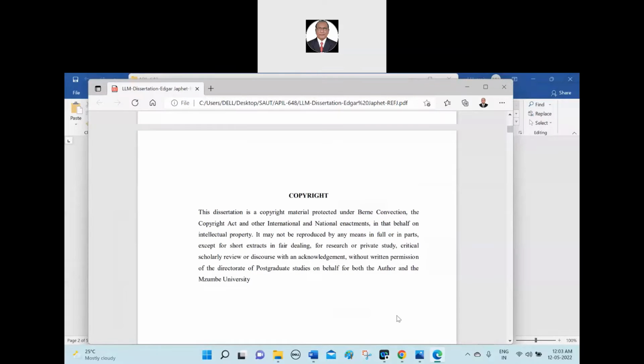See, read. Copyright. This dissertation is a copyright material protected under the Berne Convention, the Copyright Act, and other international and national enactments. In that behalf, on intellectual property, it may not be reproduced by any means in full or in part, except for short extracts in fair dealings for research or private study, critical, scholarly review, or discourse with an acknowledgment, without written permission of the Directorate of Postgraduate Studies on behalf of both the author and the Mzumbe University.